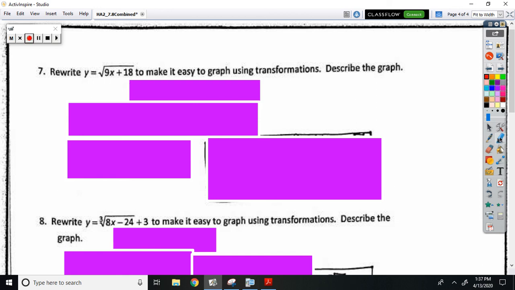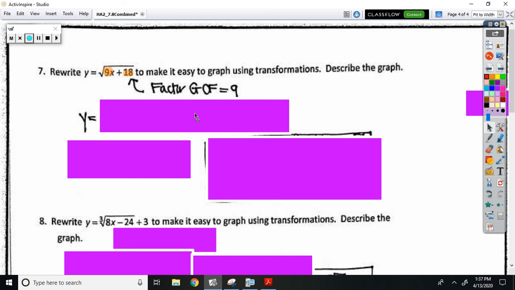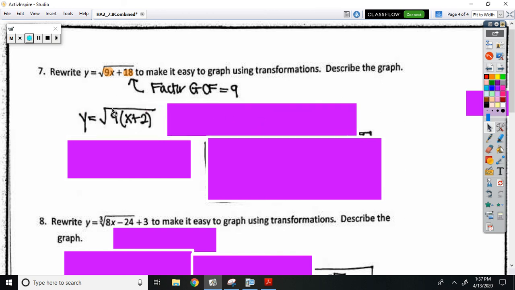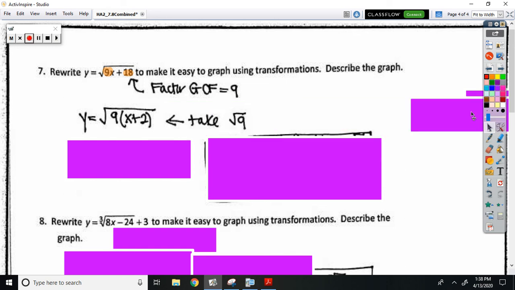Right now we cannot say that this is shifted left 18 because of this 9 that is there. So the first thing that you can do here is you can look for a GCF. The GCF underneath the radical is 9. So we can factor that out of each term. Now leave it under the radical for right now, because if we redistribute 9x plus 18, that's what it would look like. Then we can actually take the square root of 9.